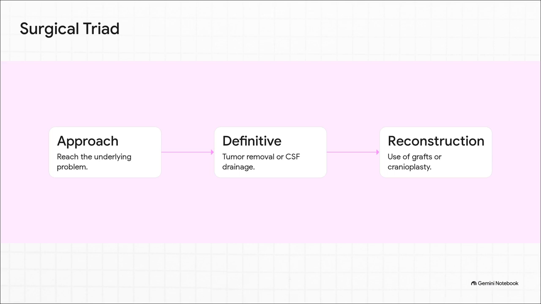Second is the definitive procedure. Okay, they've arrived at the target. Now what? This is the actual resection of the tumor or the repair of the lesion. And third, we have reconstruction and closure. The pathology is handled, but how do they meticulously put all that complex tissue back together? Approach, definitive procedure, reconstruction. You absolutely must isolate these 3 phases in your operative report to code this accurately.